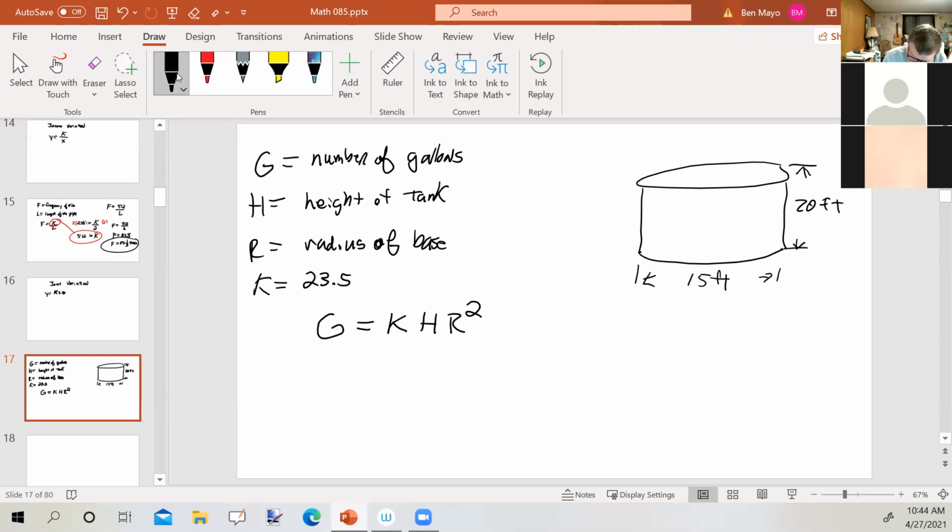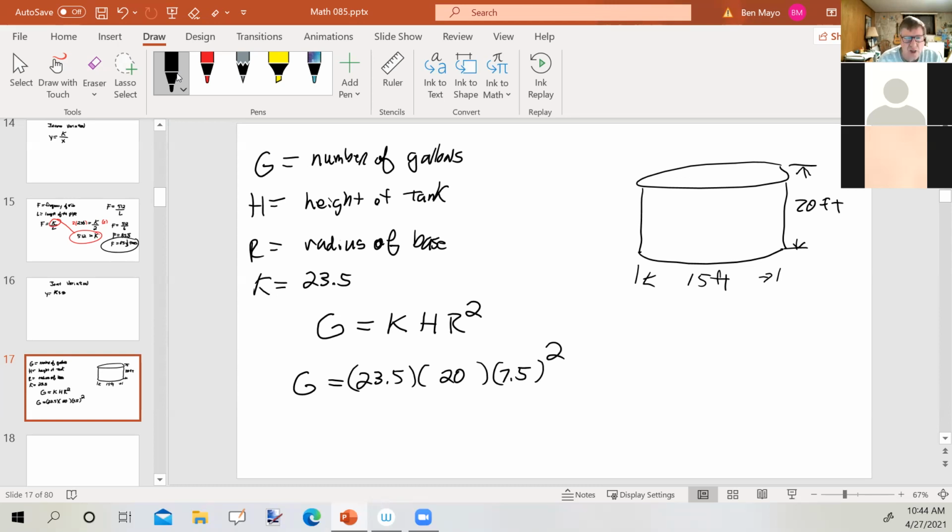Now, let's go back and see what we know. We know that K is 23.5 because it was given. We know the height of the tank is 20 feet. Careful. We know the diameter of the tank is 15 feet, but the radius would be half of that. So that's going to be 7.5 feet.